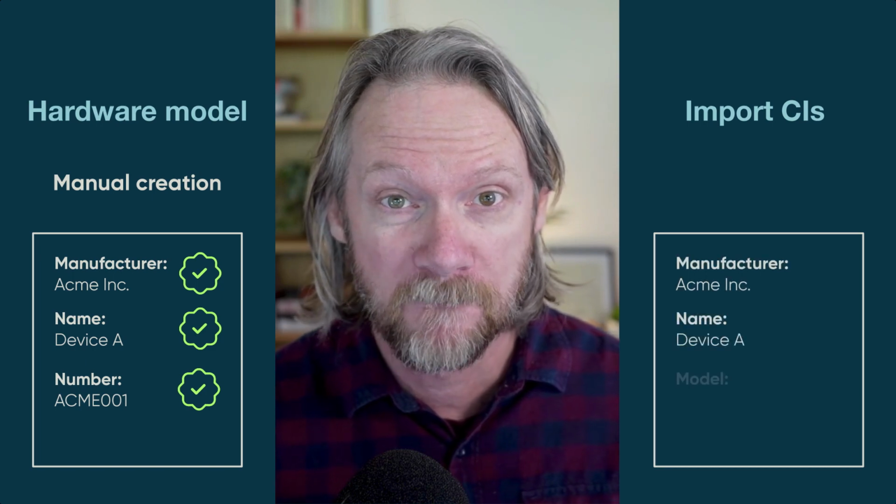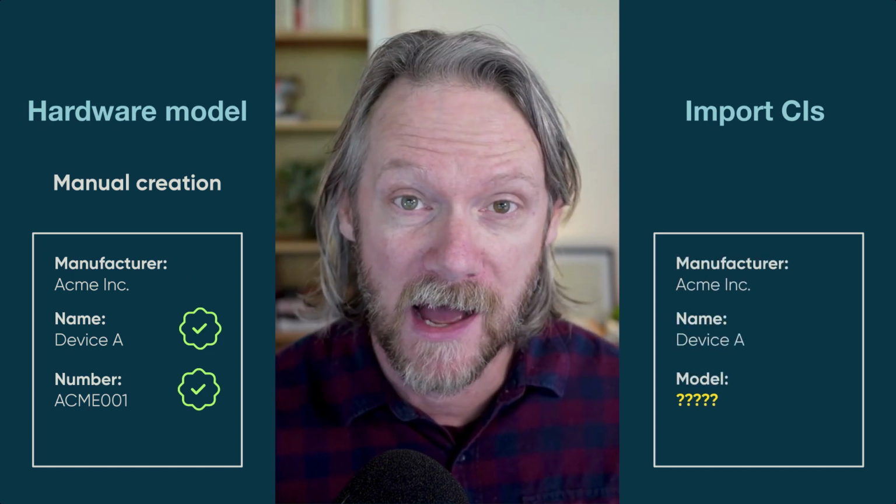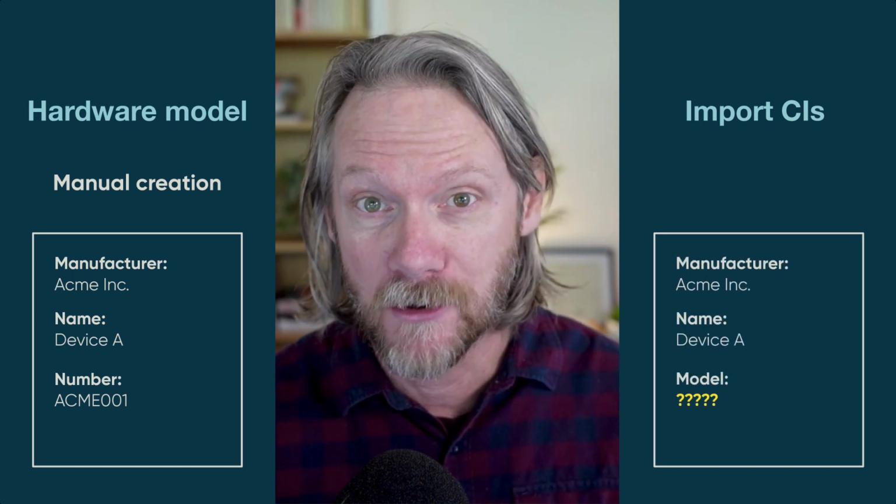But what if you are importing configuration items? So you don't actually have the hardware model yet, or you may have the hardware model already, but you're importing configuration items. How does that connection actually work, where we want to reconcile or identify the hardware models corresponding to those CIs, and if we don't have one, to create one automatically so that we can then normalize them?